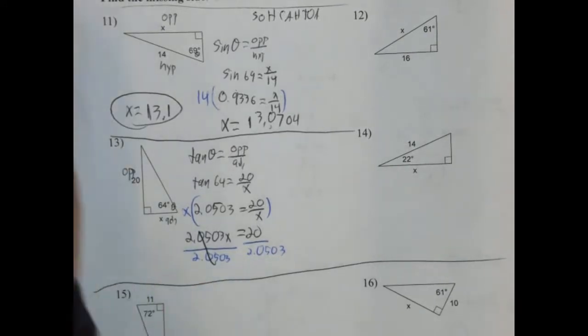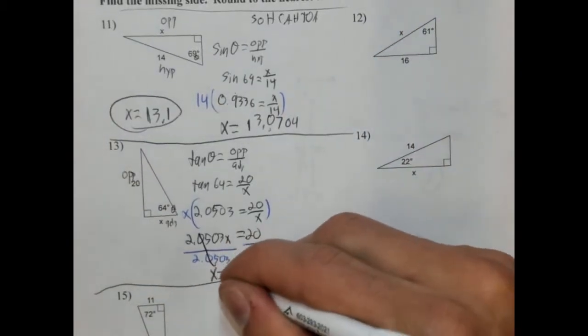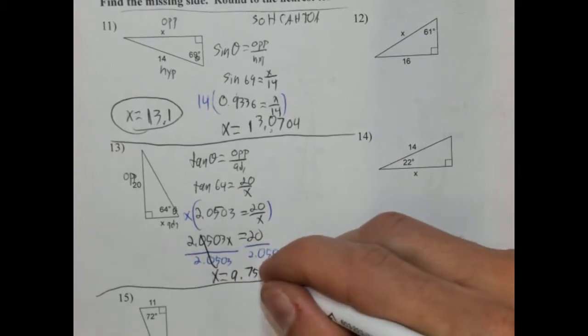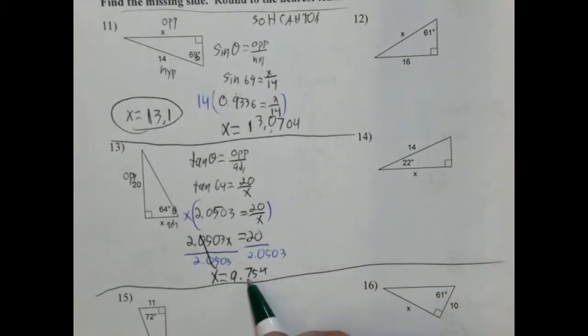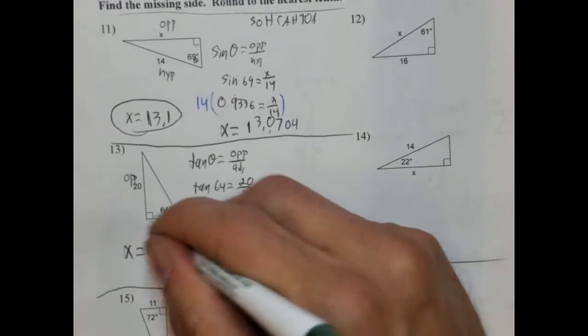20 divided by 2.0503. Yep, just under 10. So we have x equals 9.754, and it goes on forever. So this is going to be rounded to 9.8 because this is 5 or higher, or 9 8/10. And there you go.